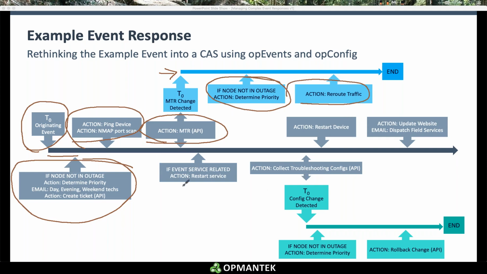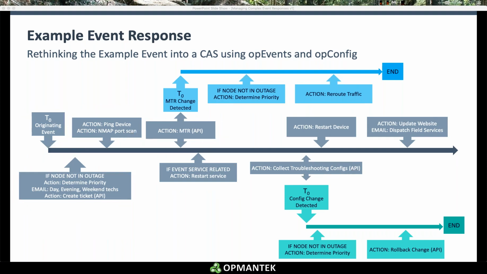Continuing on the main thought process here, if the event is service related, it might restart the service. Next, it might collect some troubleshooting configurations. And if a configuration change is detected, again, an entire new round of escalations or agents could be started. As you can see by this example, all of this is being done automatically behind the scenes. All of this is being done by the event management system in response to the event.